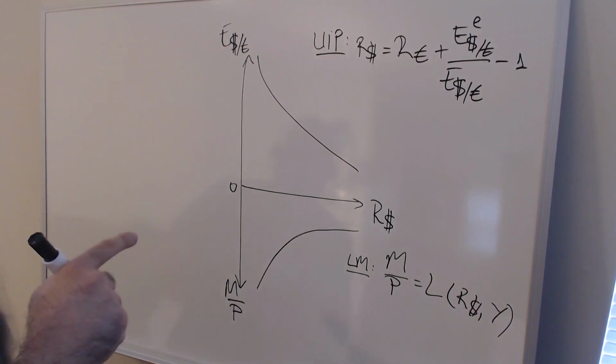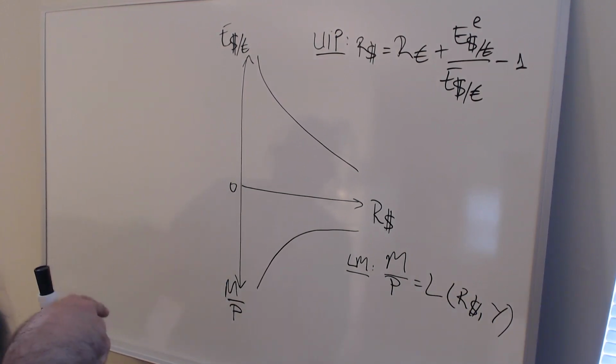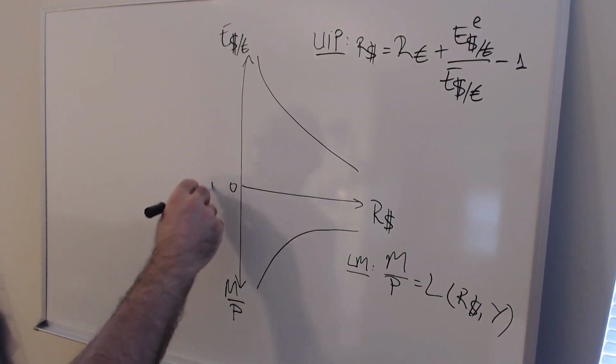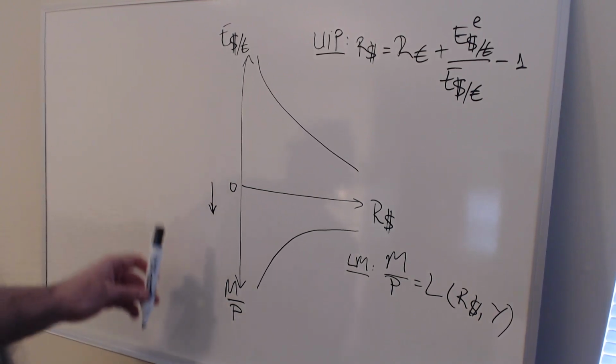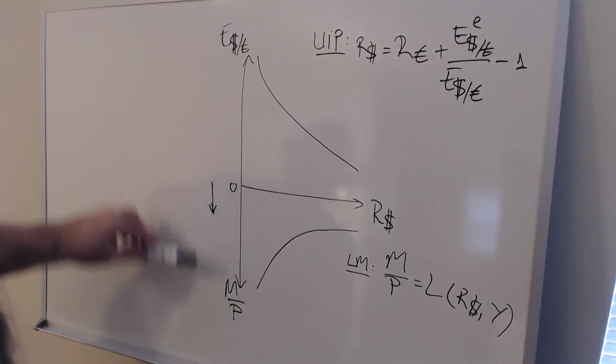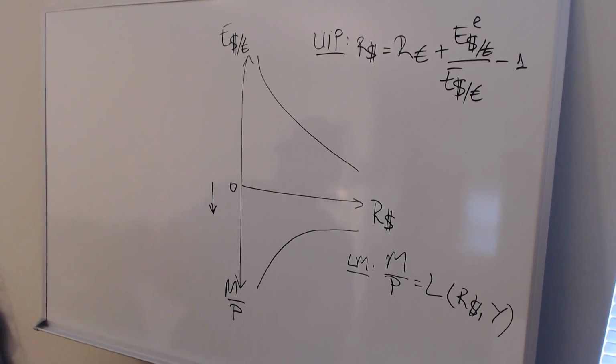So we have two quadrants, two vertical axes. The bottom one is inverted, so a decrease in real money balances is actually a movement up on this axis, while an increase is a movement down on this axis.